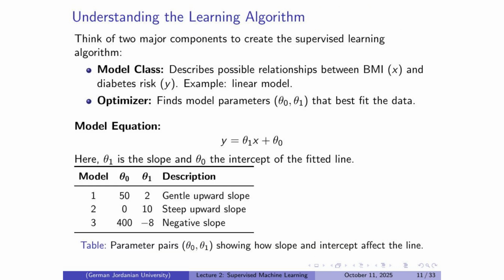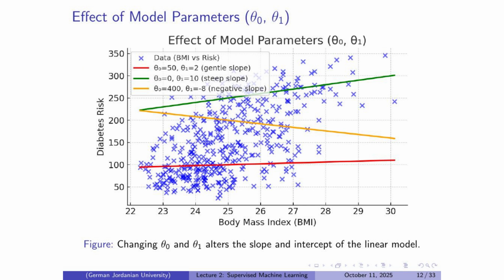A learning algorithm has two main parts: the model class and the optimizer. The model defines the line we want to fit: y equals theta 1 x plus theta 0. The optimizer finds the best values for theta 0 and theta 1 so the line fits the data. Changing theta 0 and theta 1 changes the line's intercept and slope. You can see how different parameter values produce different fits to the data.